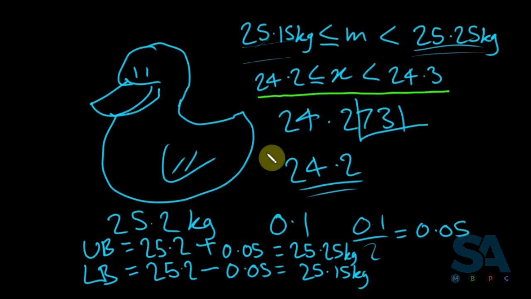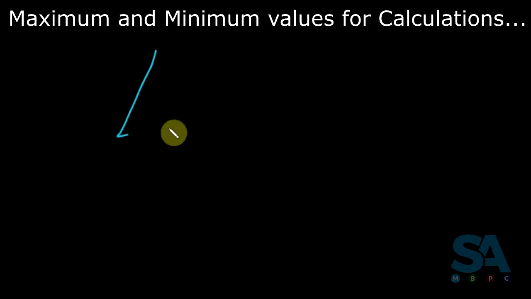Now let's apply this concept to find the maximum and minimum values for a calculation. So if I told you that this rectangle here has dimensions of, if you look at the length is 2.5 meters to the nearest 0.1 meters, and the width of the rectangle is 1.6 meters to the nearest 0.1 meters. And then I asked you to find the maximum and minimum values for the area of this rectangle. What you would do is you'd find the upper and lower bounds of each of these terms first.